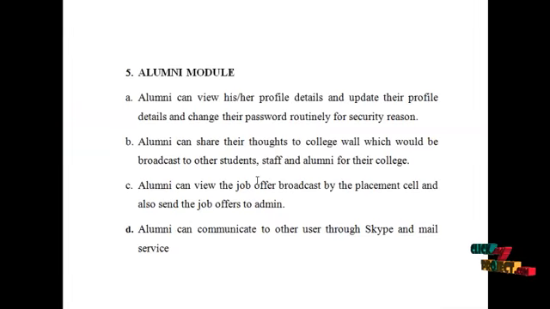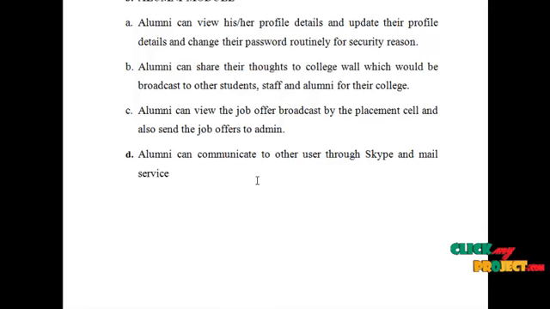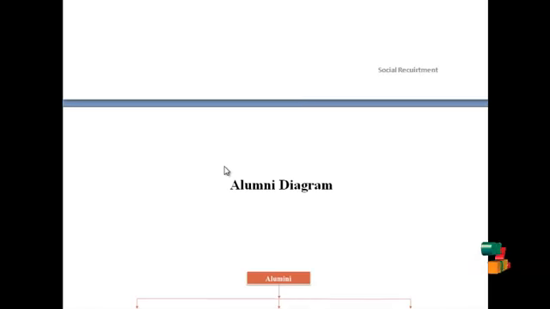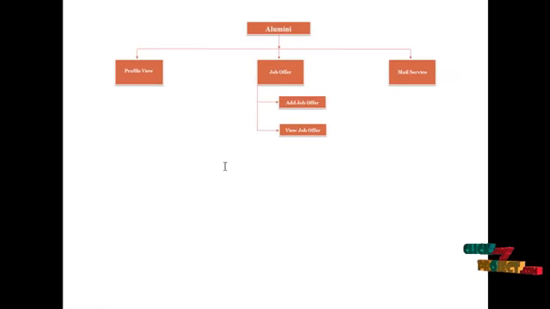The next module would be the alumni module. Alumni can view his or her own profile details, update their profile details and change their password routinely for security reasons. Alumni can share their thoughts to the college wall, which would be broadcast to the other students, staff and alumni of their college. Alumni can view the job offer broadcast by the placement cell and also send job offers to the admin or to the placement cell. Alumni can communicate with other users through Skype service or through mail services. The data flow diagram of the alumni is as shown below.